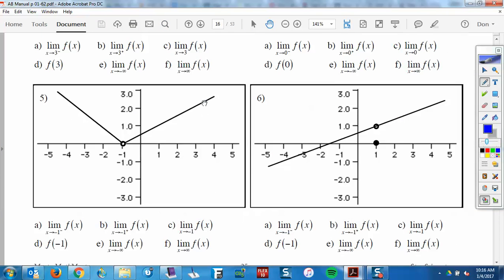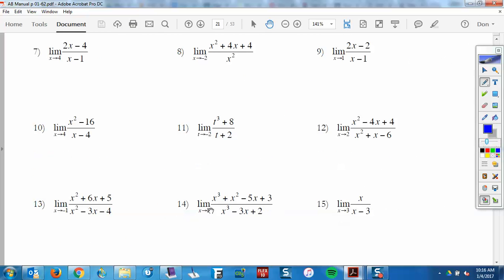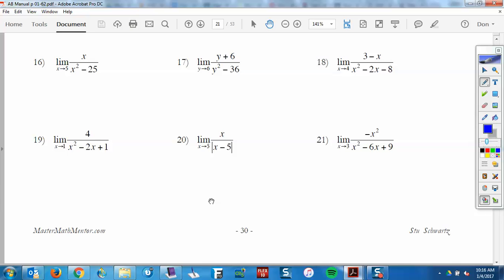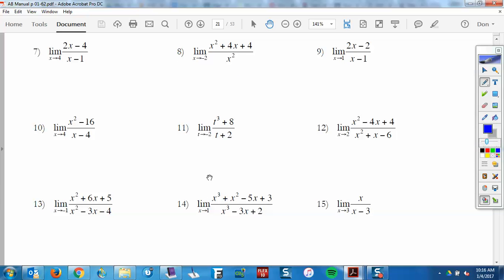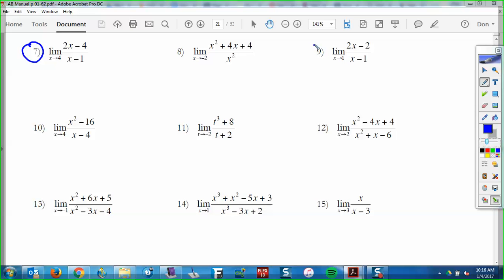Now let's go to a few of these to finish up. I'll go to page 30, here's page 30. So let's do, on this page right here, do 7, do 9, do 11, and do 15.